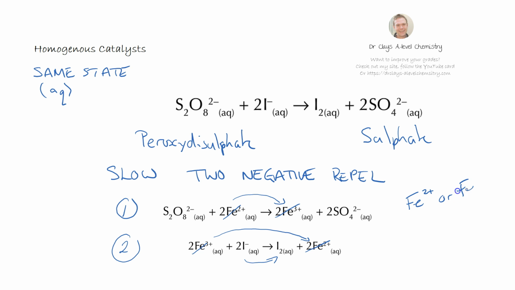This reaction can be catalyzed by Fe2+ or Fe3+, and that's because it doesn't matter which one we use, since they're equally likely to react. They're each formed in the reaction either as Fe2+ or as Fe3+, so either one can be used.